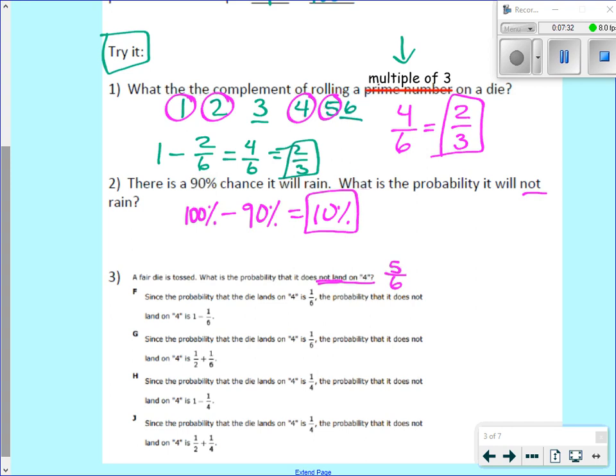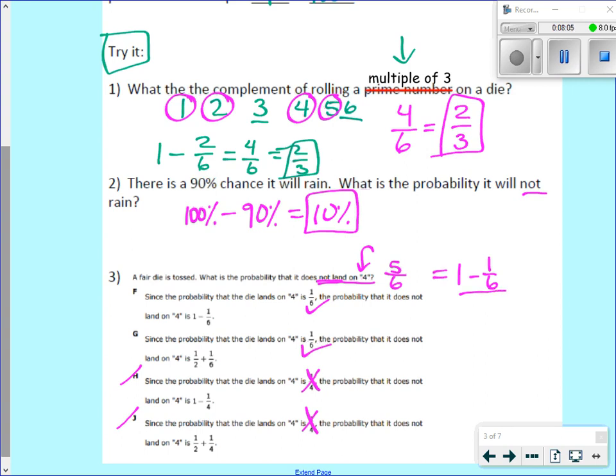So when I read, I'm saying, since the probability that the die lands on 4 is 1/6, so they are doing it this way. So they're doing 1 minus the probability of landing on 4, which is 1/6. So that looks correct. This looks correct. H and J are not correct. The probability of landing on 4 is 1/6 right here. And that would equal 5/6.